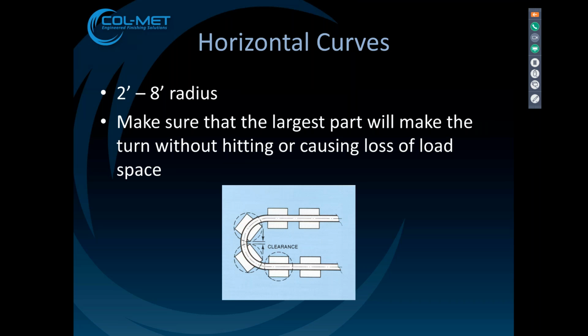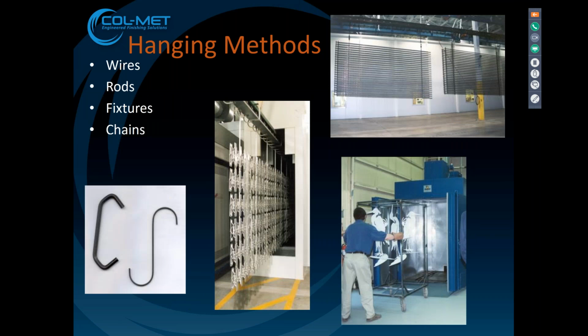So we've decided and chosen the appropriate conveyor for our customer. Now through the process, we start with hanging methods. We've got the conveyor, and now we need to decide how we are going to hang these products to propel them through the process. Well, you can use wires, rods, fixtures, and chains.